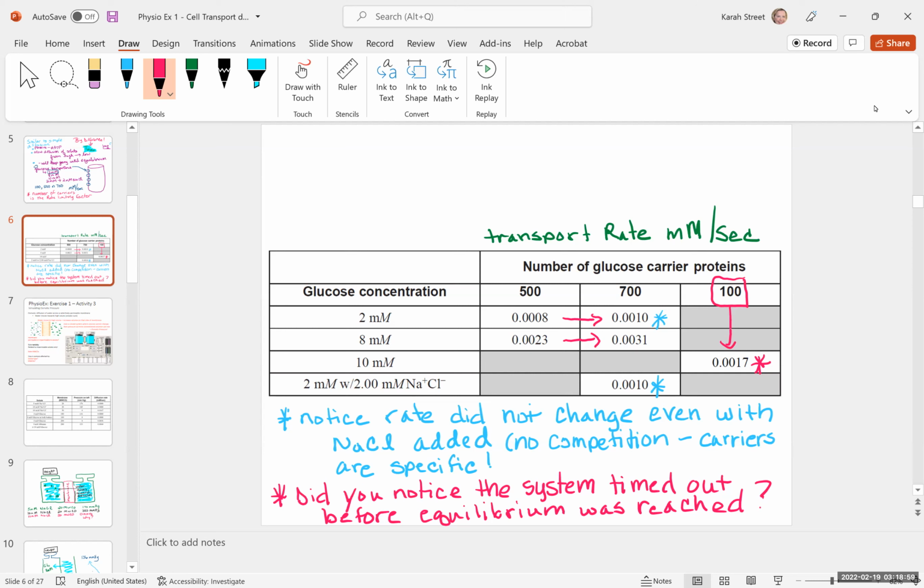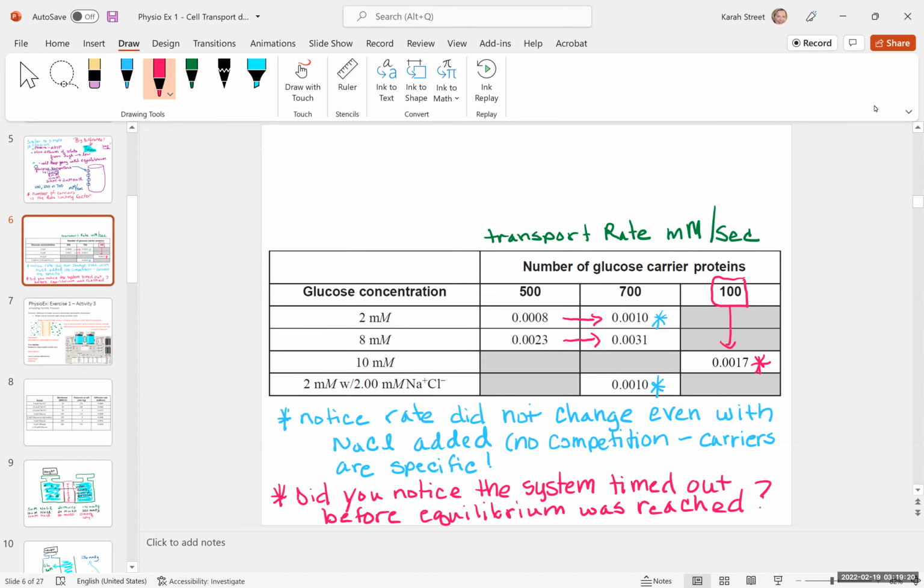So we were not given all the time in the world. We were given a finite amount of time with very few carriers, a high glucose concentration, and our timer timed out before all of the glucose was moved.